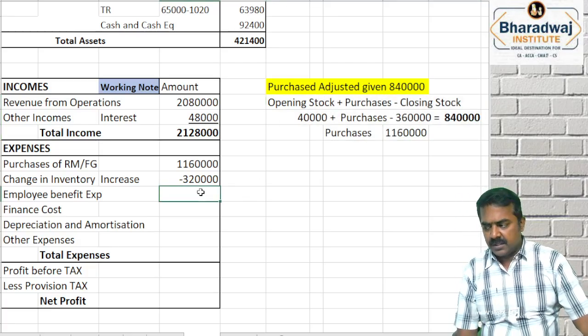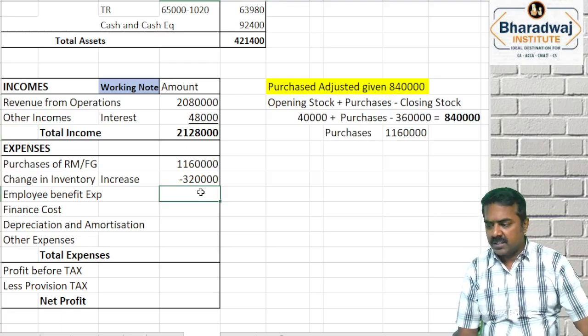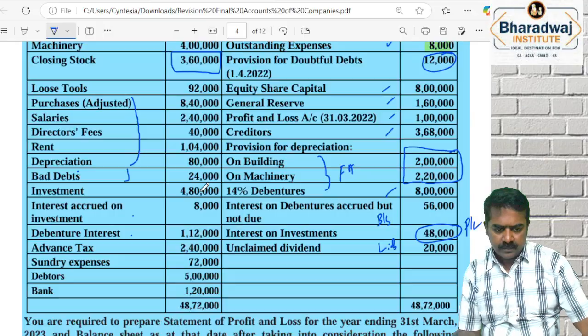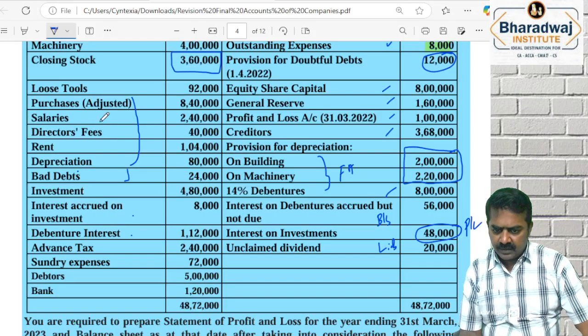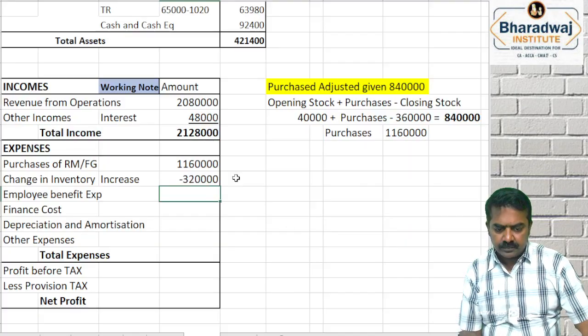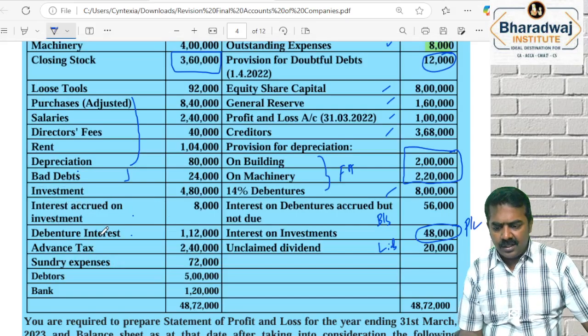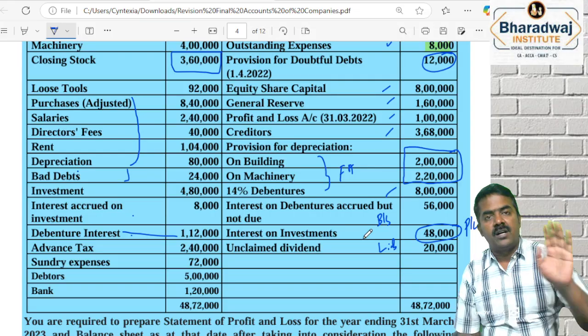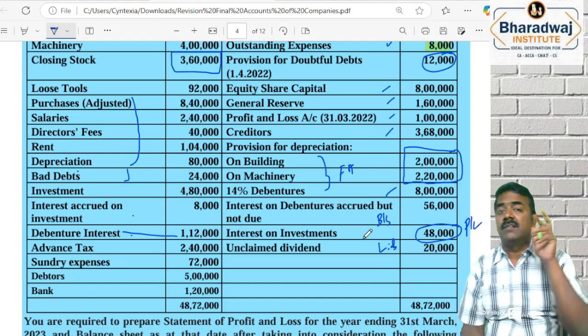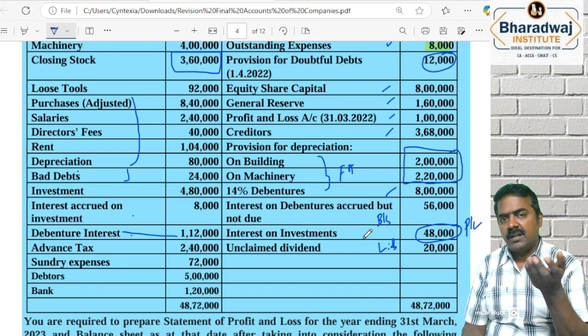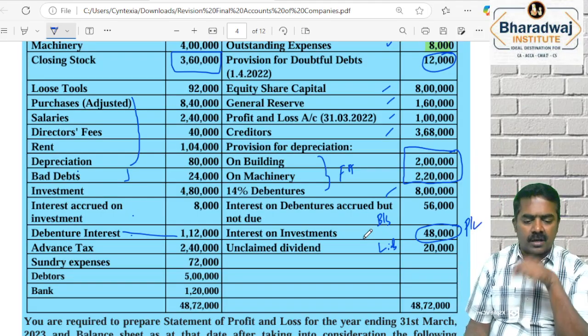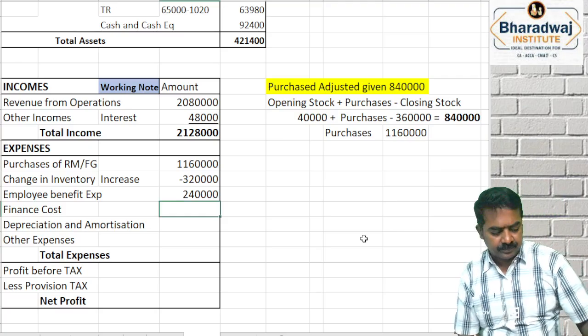Employee benefit expenses. What will come in employee benefit expenses? The salary. Finance cost is nothing but interest, the debenture interest. Don't add any accrued interest, and accrued interest is not given in the adjustment. It is already given in the trial balance, which has been adjusted. Interest paid plus accrued interest has already been adjusted.